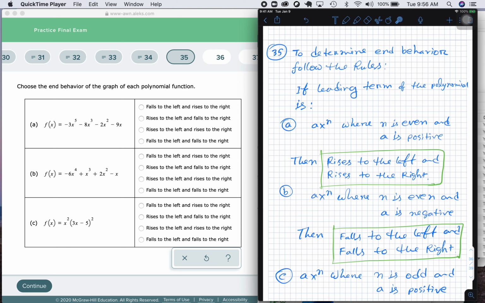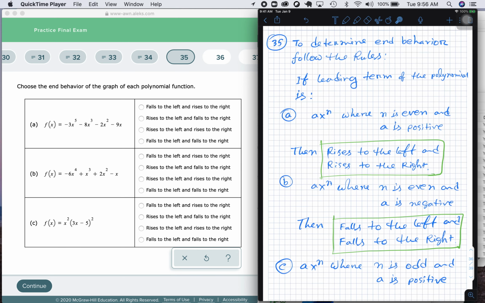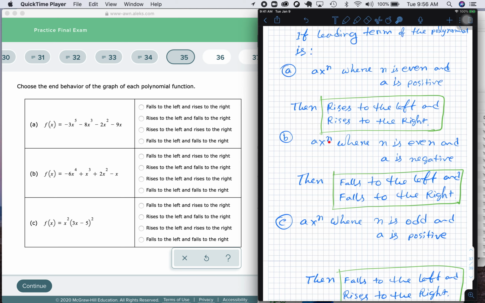Look at the leading term. If you see on the leading term that n, the exponent, is an even number, and a is positive, then the end behavior would be rises to the left and rises to the right. If n is even but a is negative, then the end behavior would be falls to the left and falls to the right.